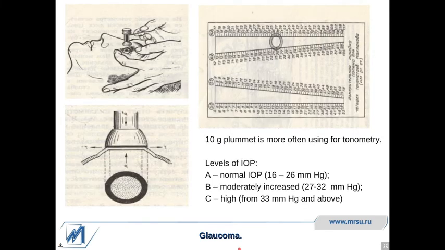Here you can see the process of Maklakov's tonometry. It is the result on the plummet. And here you see the special chart where we can compare our result with special numbers on the ruler. And we have three levels of IOP: normal from 16 to 26 millimeters of mercury, moderately increased from 27 to 32, and highly increased from 33 millimeters of mercury and above.